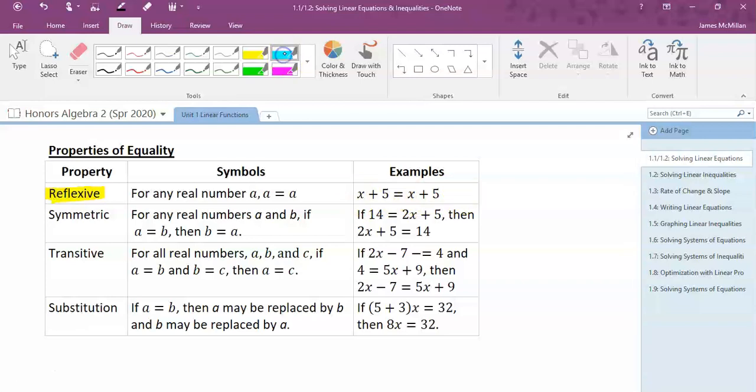The second property is symmetric. And the thing to think about symmetric is to think about a mirror. When you look in a mirror, everything that's on the left ends up on the right. Like think about your webcams when you're taking your selfies, everything ends up on the opposite side. So if A is equal to B, then B is equal to A. And we see here with the examples.